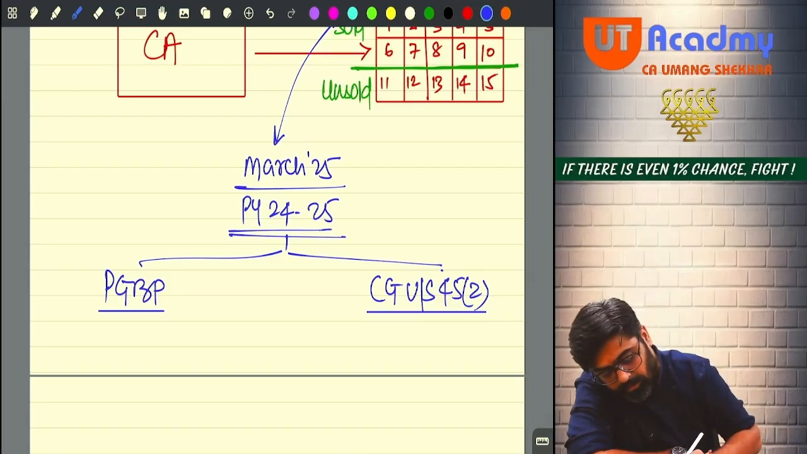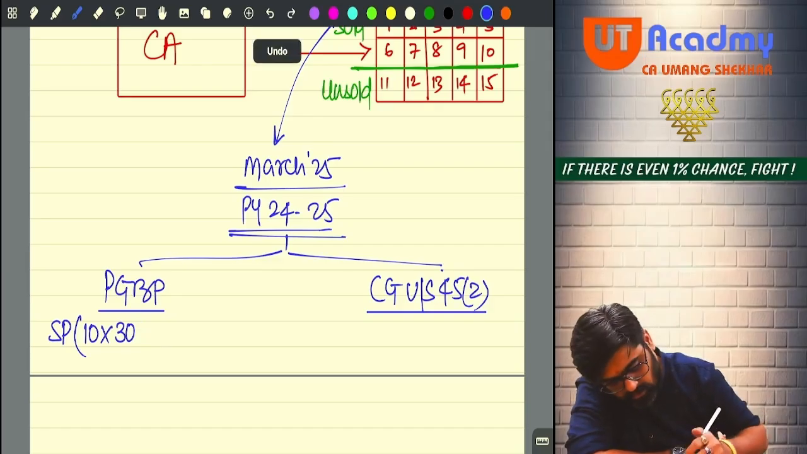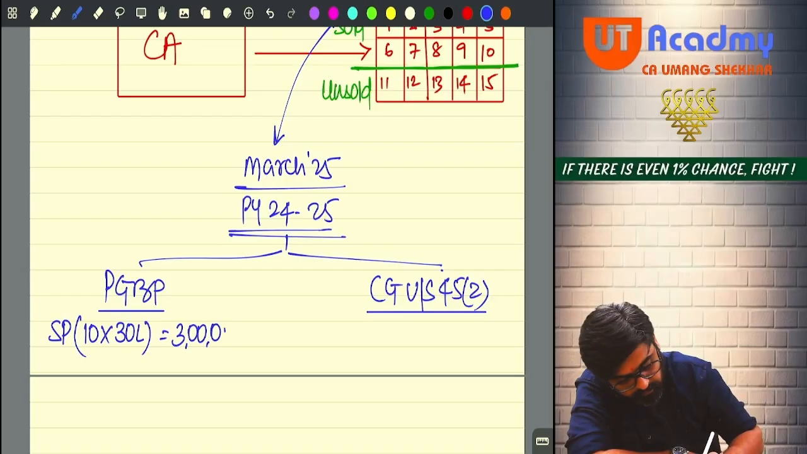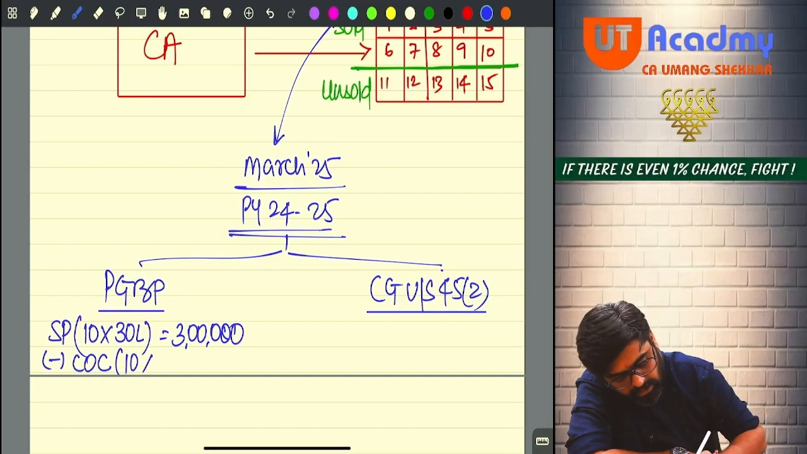So, what is the selling price? Selling price is 10 flats into 30 lakhs. 30 lakhs each I am selling, no? So, I am getting 3 crores. Now, out of this, I will reduce what? Cost of construction of 10 flats. So, 10 flats got constructed at a cost of rupees 10 lakh each. So, cost of construction is 1 crore.